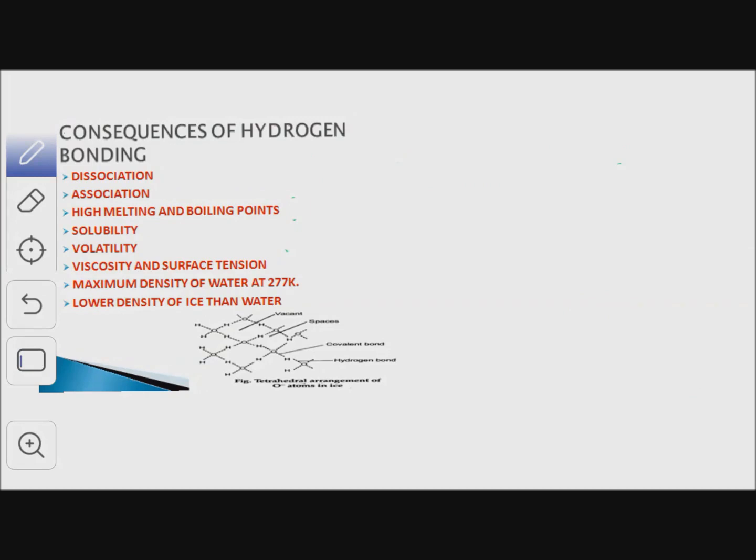And the next result is volatility. First of all, what is volatility? Volatility is the tendency, the property of the compound by which the molecules have a tendency to vaporize, means it forms vapors. And the volatility depends upon enthalpy of vaporization.